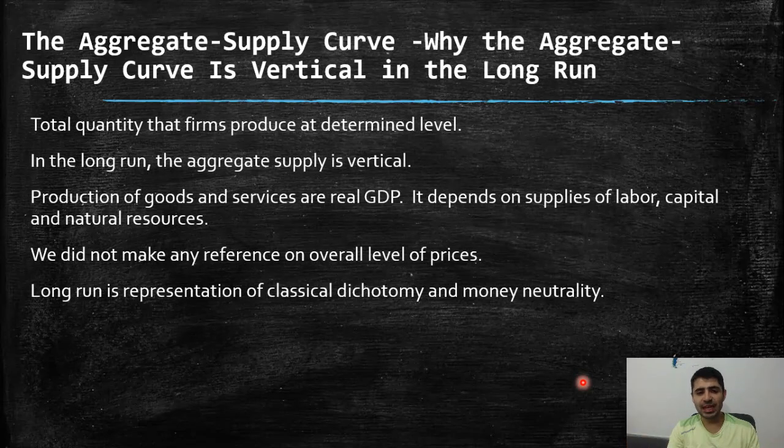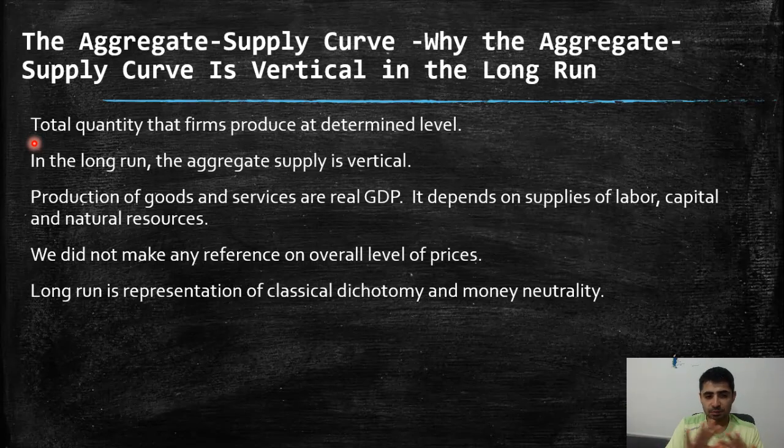So then why is the supply curve vertical in the long run? We have the total quantity that firms produce at the determined level. In the long run, the aggregate supply is vertical. The production of goods and services is real GDP, so it depends on the supplies of labor, capital, and natural resources.